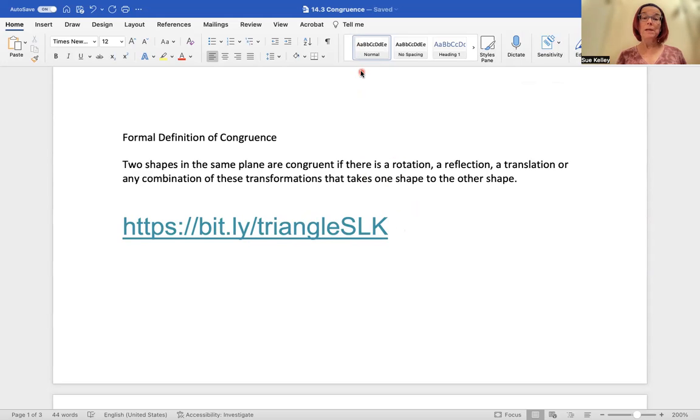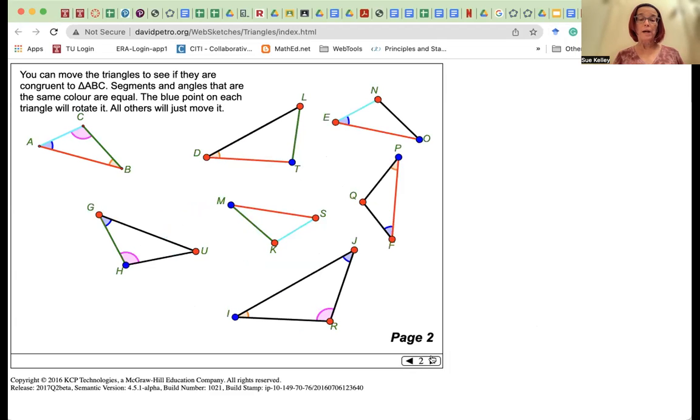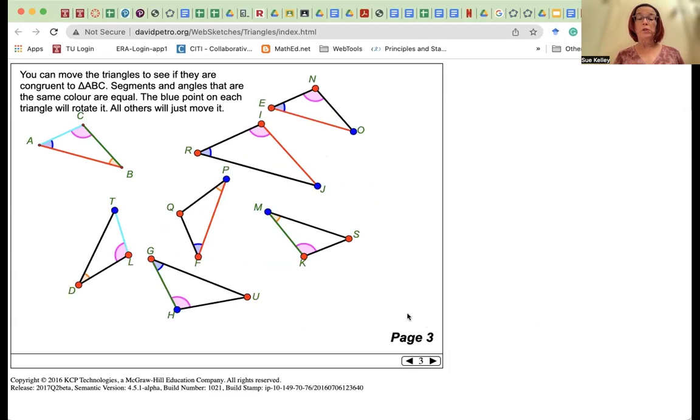So I'm going to stop my share. Well, let me move over to the website first, stop my sharing, and then I'll share this website with you so you can see it. So on this website, there are a number of triangles, and I want you to go to page 3 on this activity. You can get there by clicking these little triangles in the bottom and moving to page 3.